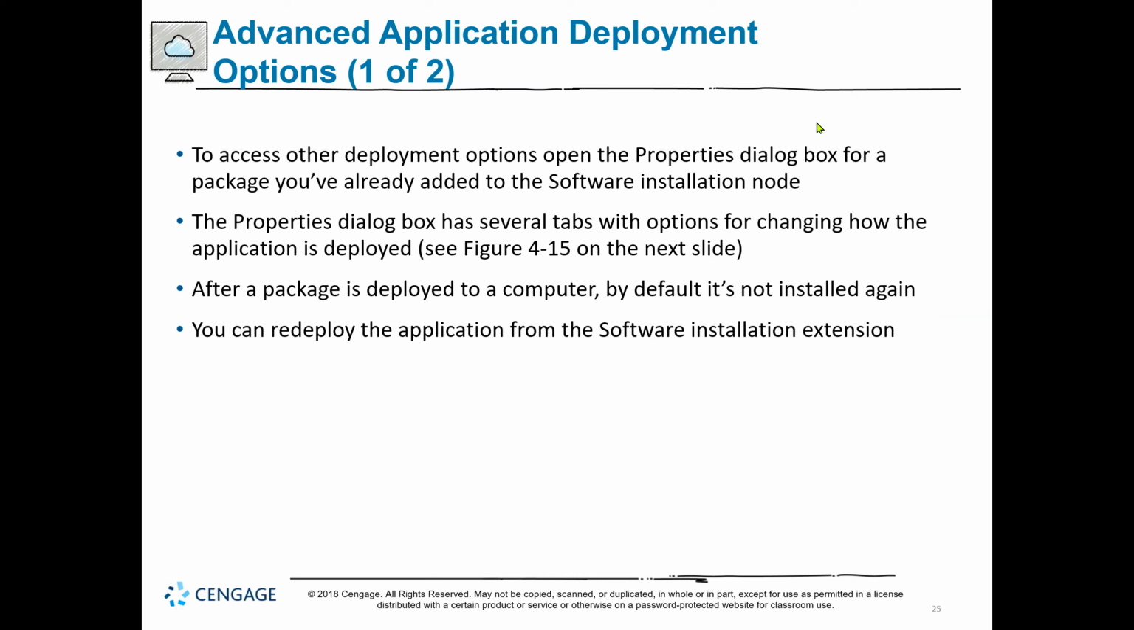Advanced application deployment options. To access other deployment options, open the properties dialog box for a package you've already added to the software installation node. The properties dialog box has several tabs with options for changing how the application is deployed. After a package is deployed to a computer, by default, it's not installed again. And that is just to save it from trying to do it every single time the computer restarts. You can redeploy the application from the software installation extension.